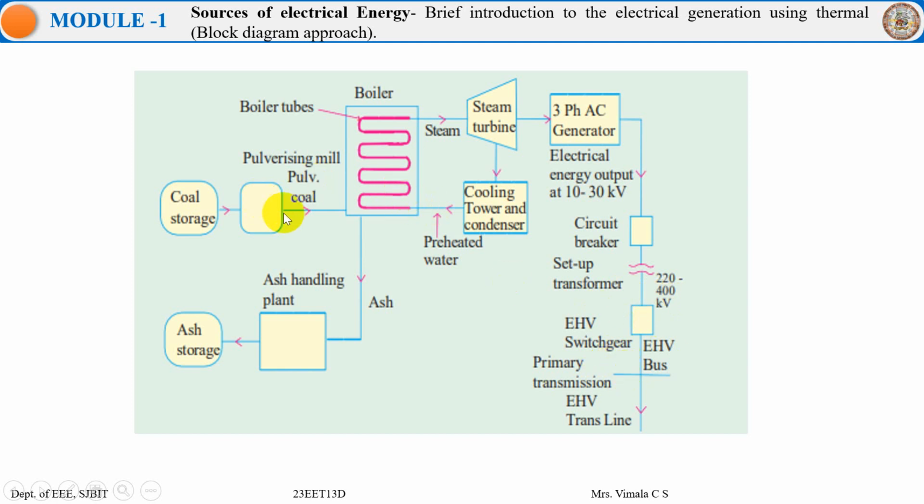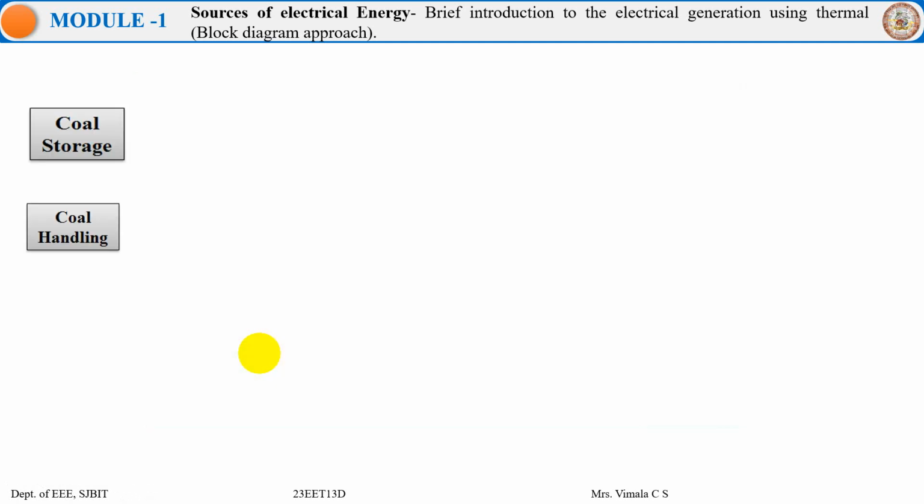Whatever coal is burned here will have ash collecting, and we have an ash handling plant where we have an ash storage to be made. Care has to be taken where disposing of ash is also handled very carefully. Coal storage also has a very important role, where we need to handle the coal, and it has to be stored in a particular place where it is not exposed to moisture or wetness.